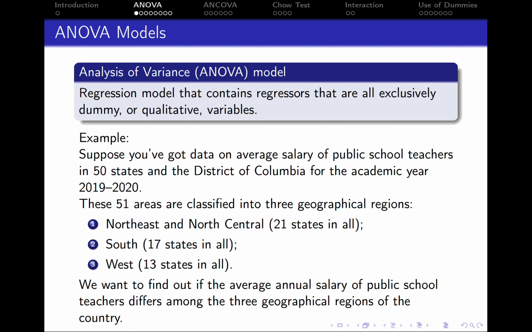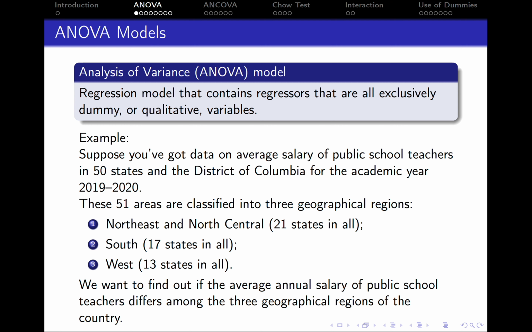Suppose we've got some data on the average salary of public school teachers in 50 states and the District of Columbia for the academic year of 1920. There are in total 51 states, which can be classified into 3 geographical regions. The first region is Northeast and North Central, with 21 states in all. The second region is South, 17 states in all, and the last region is West, with 13 states in total. We want to find out if the average annual salary of public school teachers differs among the 3 geographical regions of the country.